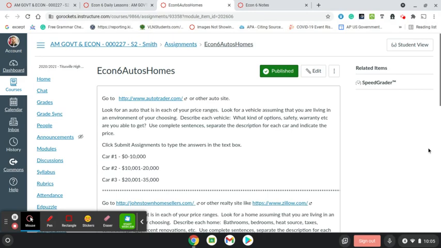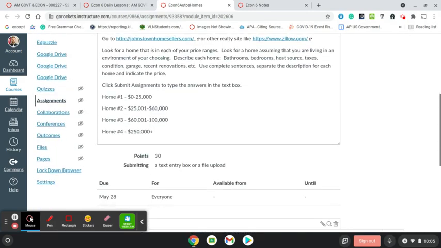For the remainder of the period, make sure you finish up the auto and homes activity. Make sure you found the 3 different cars in those price ranges and the 4 different homes in the price ranges. If you get done early, you can work on the reading, and then the quarter 4 finance assignment, where you're supposed to be finding your first long-term job and using the beginning salary to map out what your monthly expenses are.